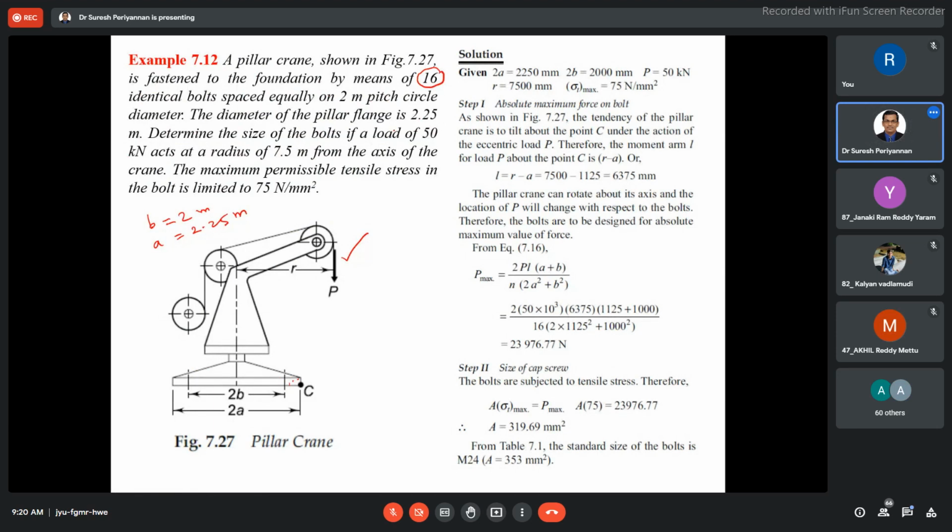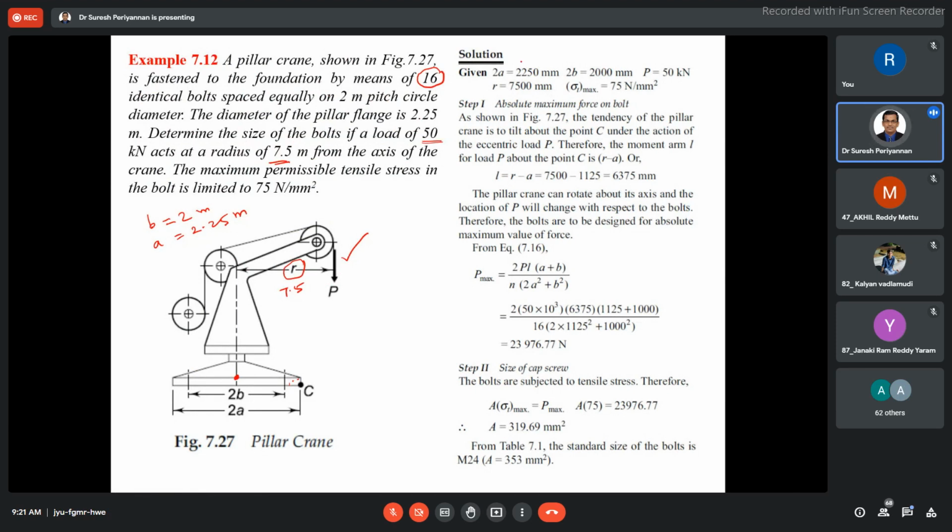Now see here, determine the size of the bolt when the 15 kilonewton load is acting at the radius of 7.5 meter. The crane arm is given here, 7.5 meter from the center point of the base. Now, the maximum permissible tensile stress is given as 75 Newton per millimeter square. Then we have to find out the diameter of the bolt.